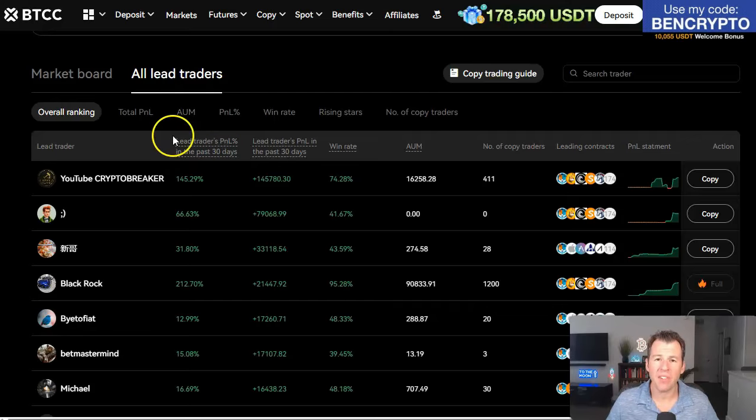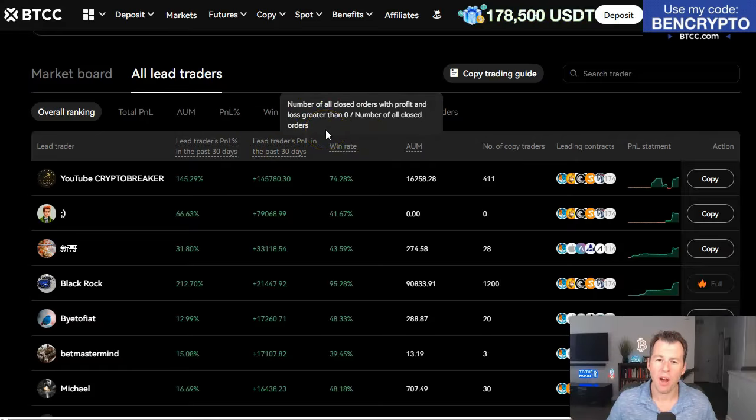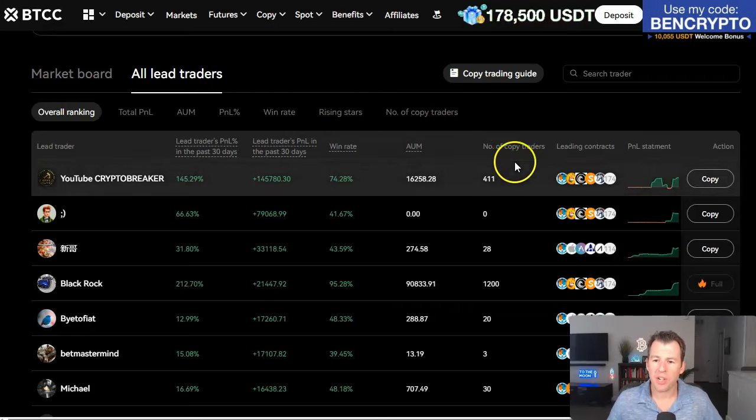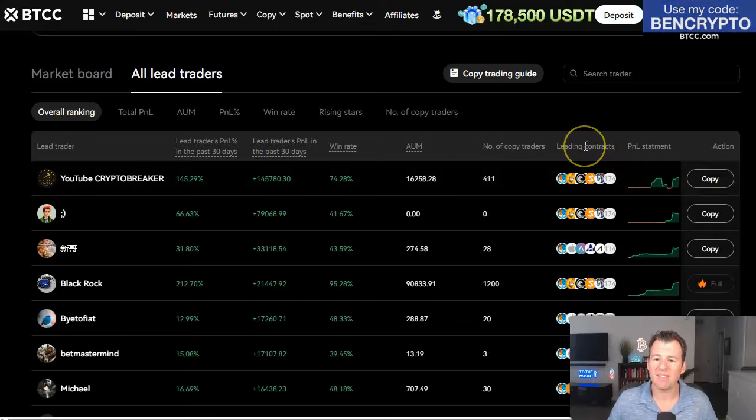Is it up or down in the last 30 days? Lead traders' P&L gross-wise: how much is it up or down in the last 30 days? Win rate, the percentage of trades that are profitable. Assets under management, the total amount they're trading with. Number of copy traders, and leading contracts, that is the leading coins that they open and close positions on.